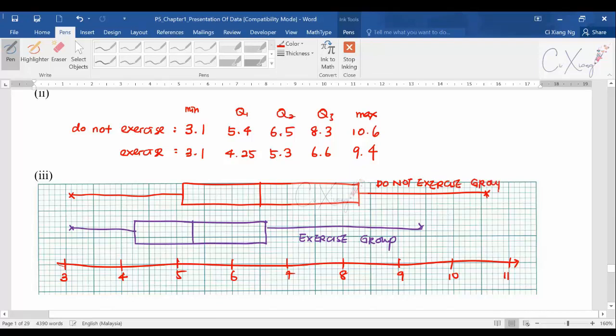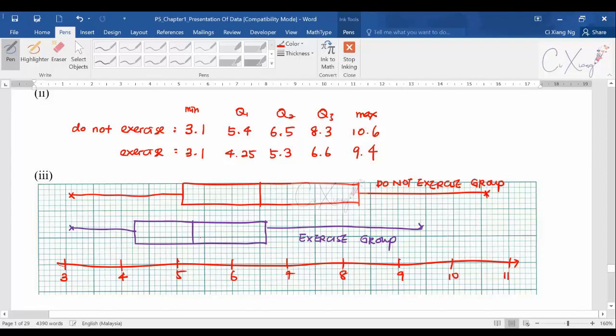All right, so this should be the way you actually sketch your box and whisker plot. All right, so if they want you to sketch 2 plots together in the same graph or same axis, then generally you need to label them clearly. Which one belongs to which group? Okay, so this is how we sketch it out, and we are having the box and whisker plot here.